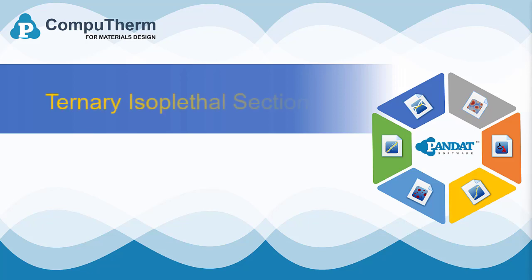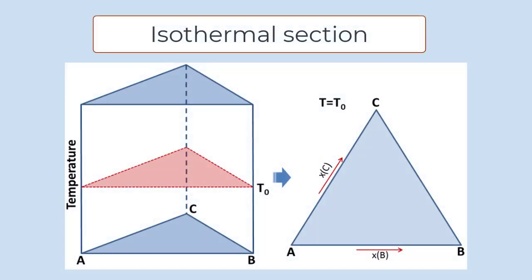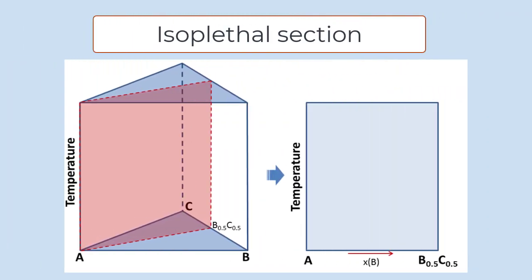In this example, we are going to learn how to calculate a ternary isoplethal section. The phase relationship of ternary systems is complicated in 3D space. To simplify it, we often cut the 3D space along a certain direction to view the phase relationship in a 2D section. In another video, we introduce the isothermal section, which cuts the 3D diagram at a constant temperature. In this video, we will introduce the second type of section, the isoplethal section.